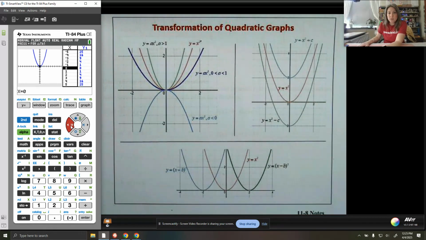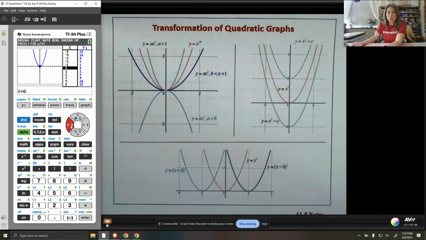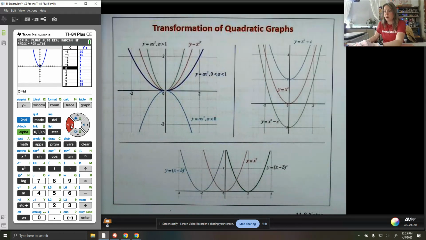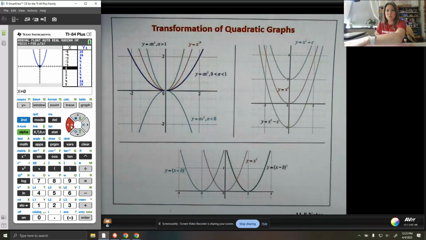Okay, so that's what we're going to want to be doing, is moving our parabolas around a little bit. So I'm trying to get no shadow. There we go. So we'll be moving our parabolas around a little bit when we're looking at this, okay? Now, I just want to show you, this is multiple types of changes in each of the scenarios.